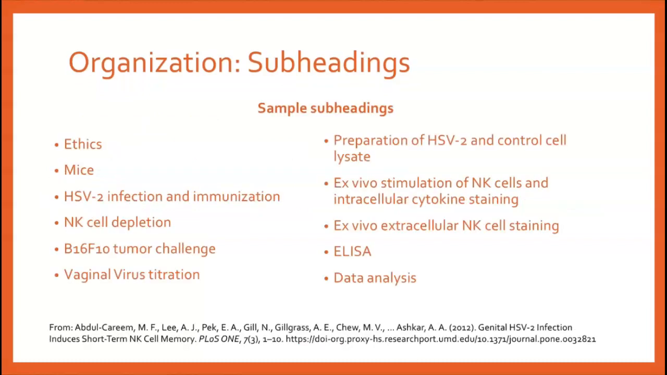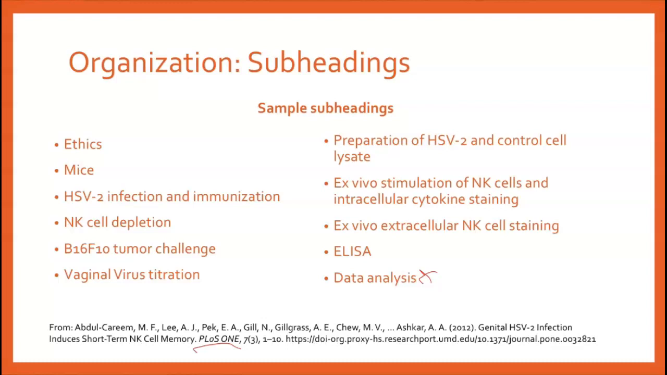Here's the other example that's more specific, less generic. If you look at the headings: ethics, mice, HSV2 infection, NK cell depletion, and so on and so on. Very general at the end, data analysis. So also from PLOS ONE, same journal, posted a little earlier. So these are some good examples of a specific methods section.